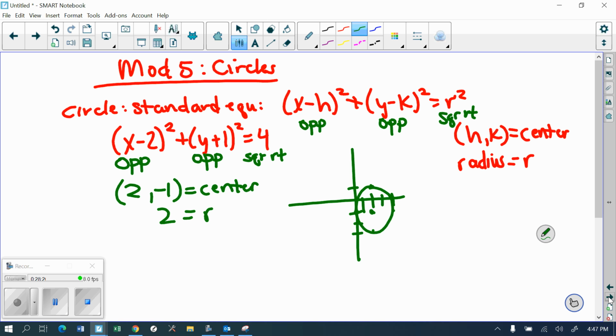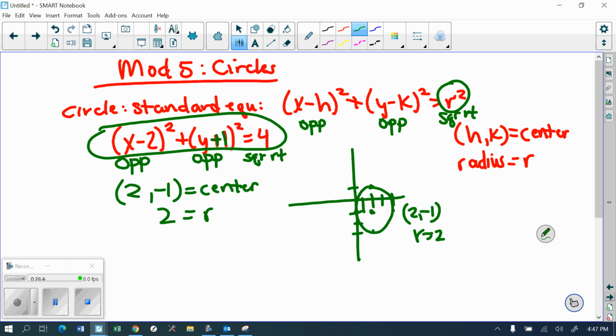Now they might also start with the circle itself. So I identify that circle's center as 2, negative 1, and the radius: I count out to one of the points and see the radius is 2. And then I go backwards to come up with this equation. Remember, I'm always doing the opposite. The opposite of 2 is negative 2, that's why I see x minus 2 quantity squared. The opposite of minus 1 is plus 1, that's why you see the plus 1 here. And on the right side, remember, this is r squared. Well, r is 2, so I have to square that number and get 4. So I'm going backwards.